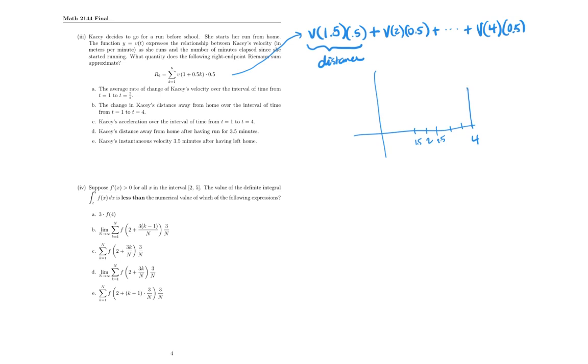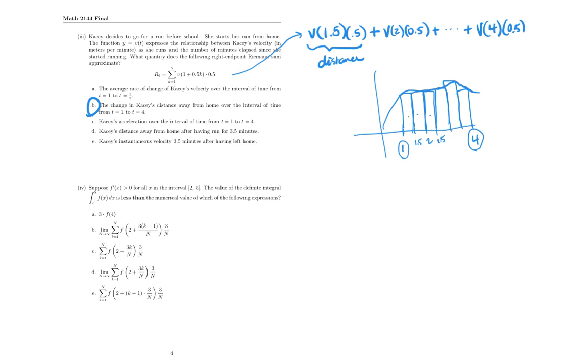So the right-hand side is determining the height, and so maybe we have some sort of a graph here. The right-hand side is determining the height, and then the last rectangle will be here, and it will go from 1. Okay, so each of these guys is a distance. So we're adding up the total distances from time 1 to time 4. So the correct answer is B, the change in Casey's distance away from home over the interval of time from t equals 1 to t equals 4.